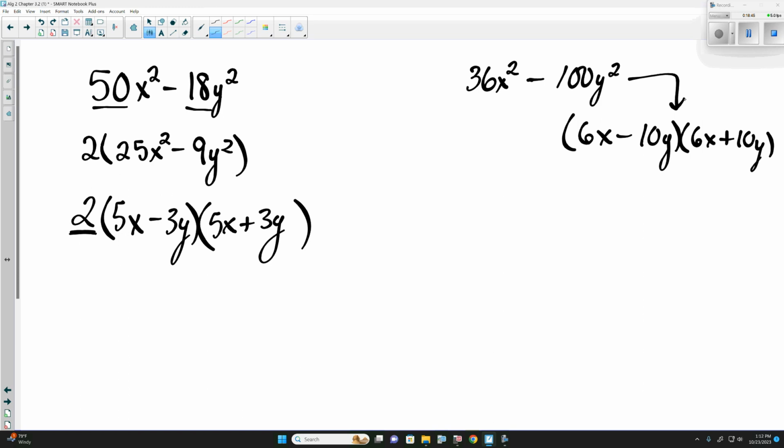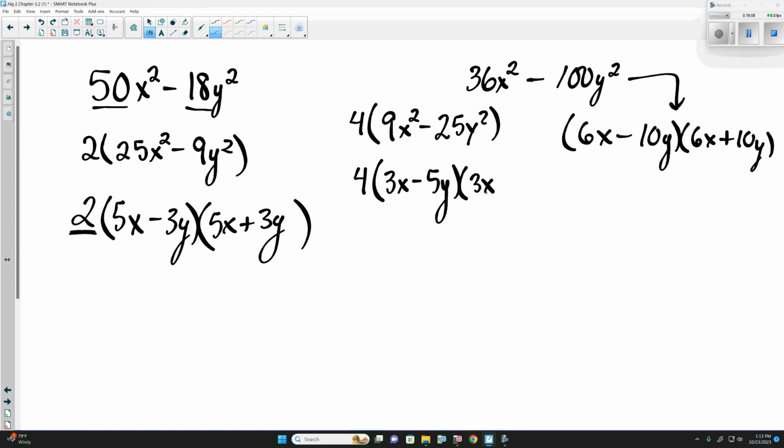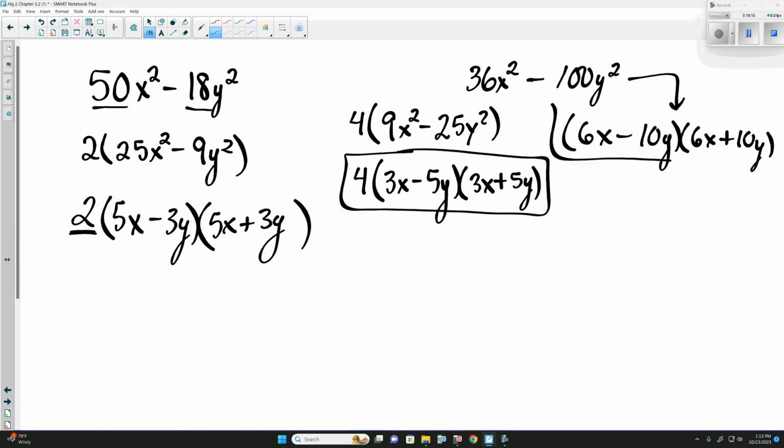2 is 1. Because 4 goes into 36 9 times, yes? 100 divided by 4 is 25. Well, 9x squared would be 3x minus... Both of these are factored. This one, with the 4 factored out, is factored completely, because we factored it all the way to simplest form. But both of them are factored.